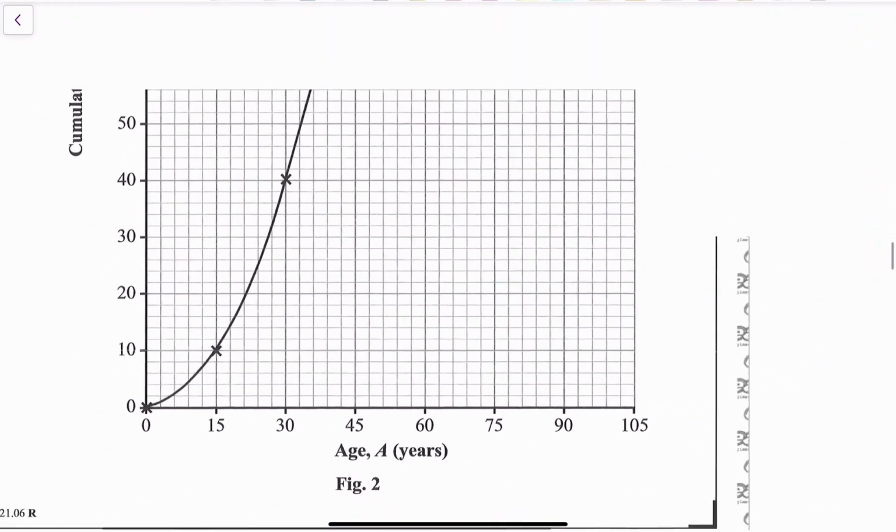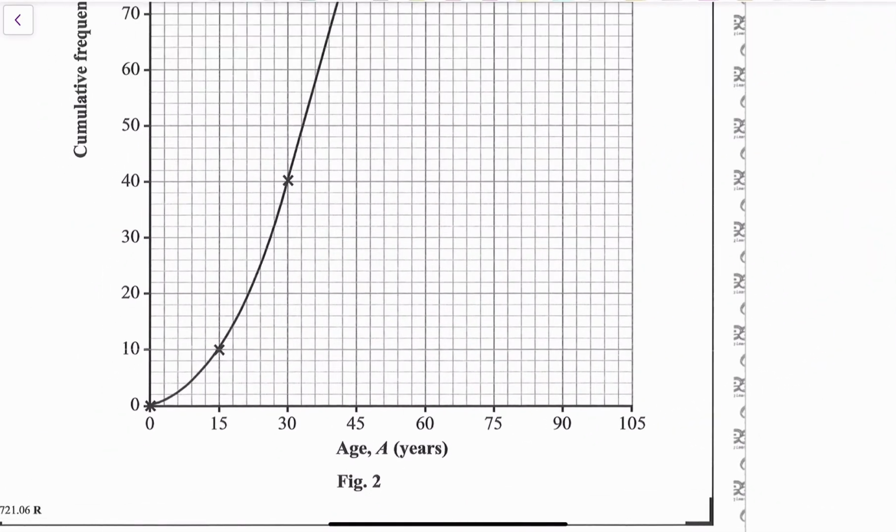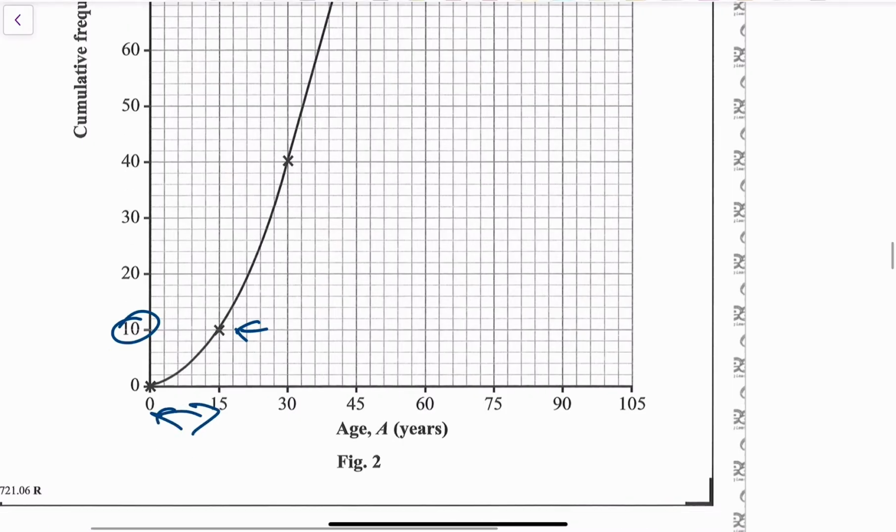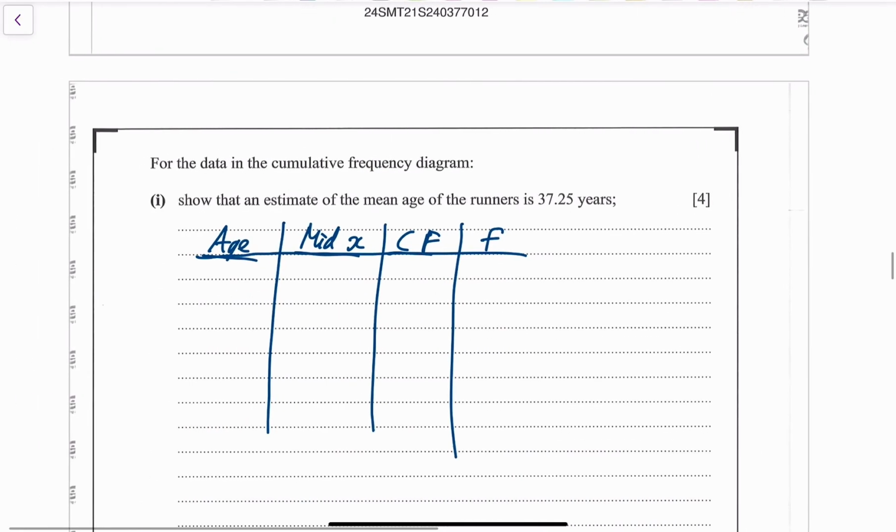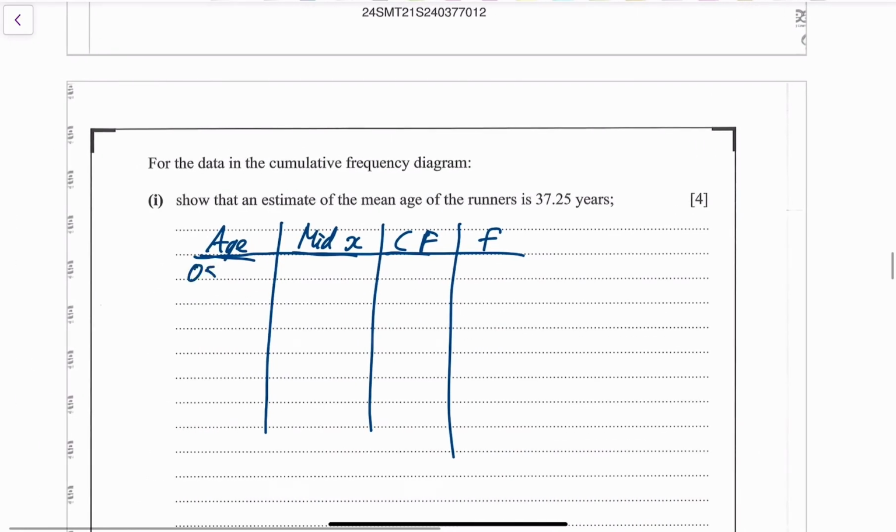Now, here you can see from your table what this means. That means there are less than 10 people that are between 0 and 15, sorry. So the age, I'll just say, is less than or equal to 15. A is less than 15. And the cumulative frequency for that was 10. The midpoint of that, from 0 to 15, add 0 and 15, divide by 2, you get 7.5. And the F then is 10.